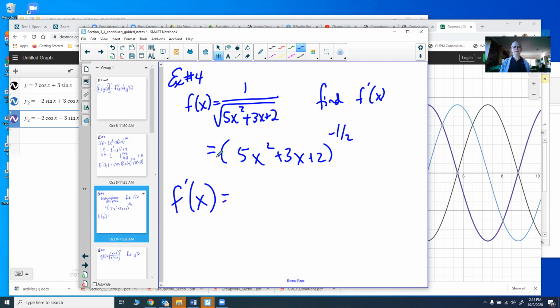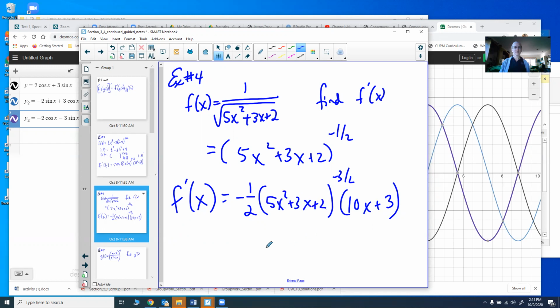So again, I'm not going to write them down this time, but I think you can see your outside function is something to the negative 1/2. So it's negative 1/2 something to the negative 3/2. Then times the derivative of the inside. The derivative of the inside would be 5 times 2, which is 10x, plus the derivative of 3x is 3, the derivative of 2 is 0. And then the last thing is just put back in what goes inside this parenthesis. And there's your derivative. You could have also left it and done it as a quotient rule, but it's a little bit easier to do it this way.